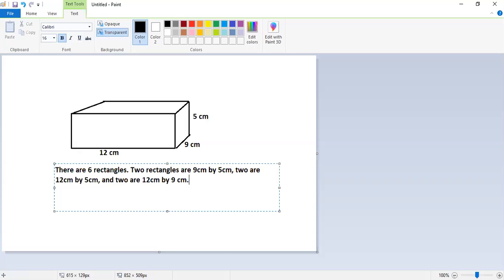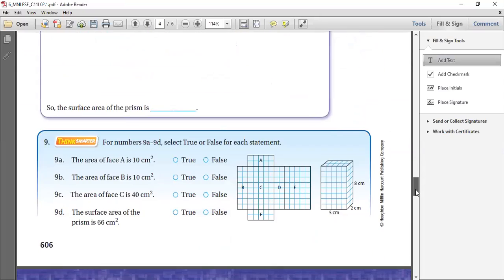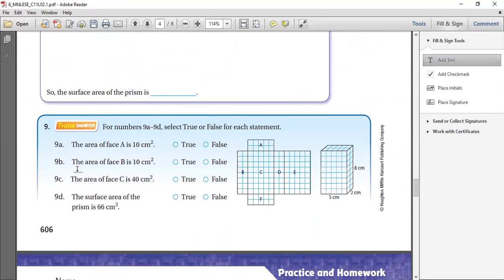Okay. Now quickly let's finish off the remaining part. Now I don't want you to do this, correct the error. I want you to do this part. Okay, question number 9. It's a think smarter question, so you have to think smart. Fine, you have to say it's true or false. The area of face A is 10 square centimeter. So I'm giving you a minute. Finish this part and then I will tell you. Let's just discuss the answers.